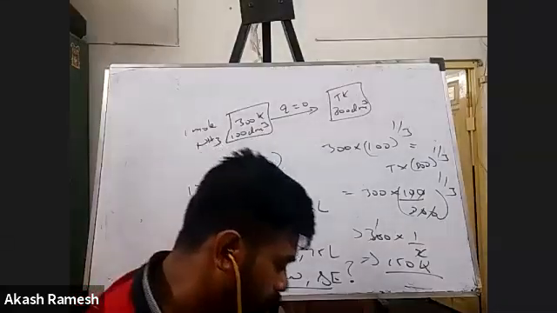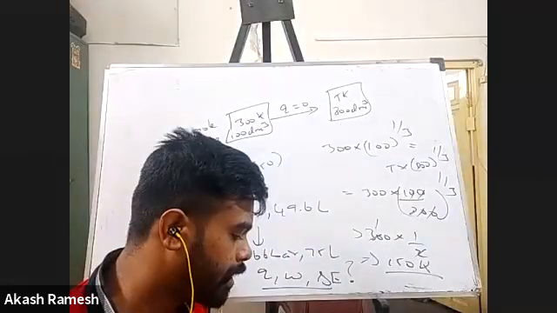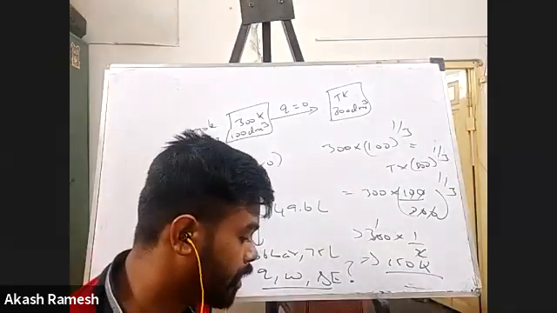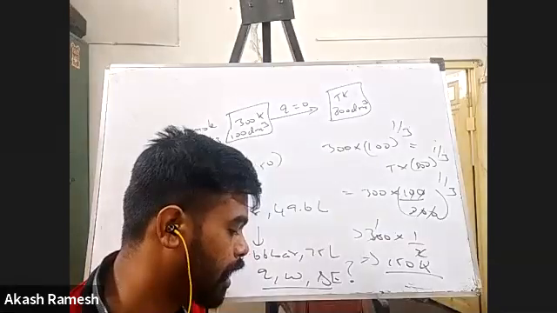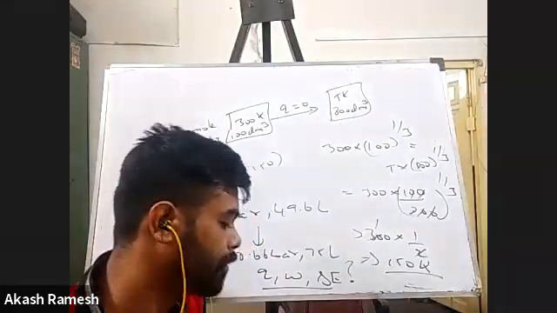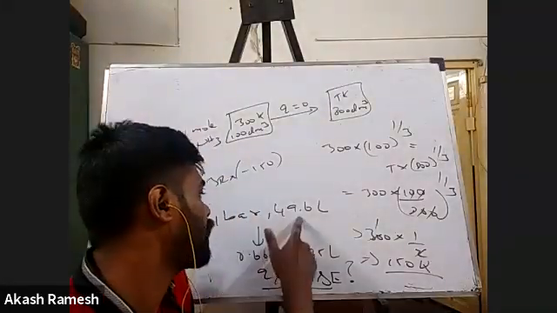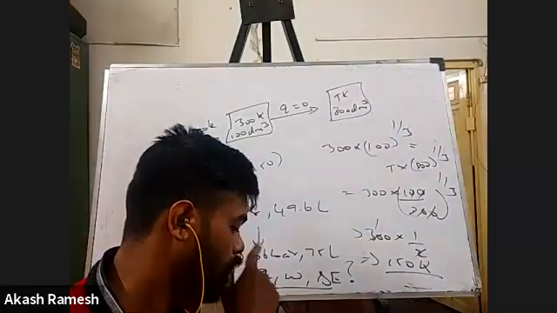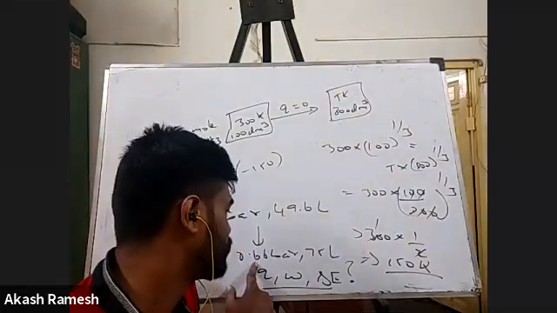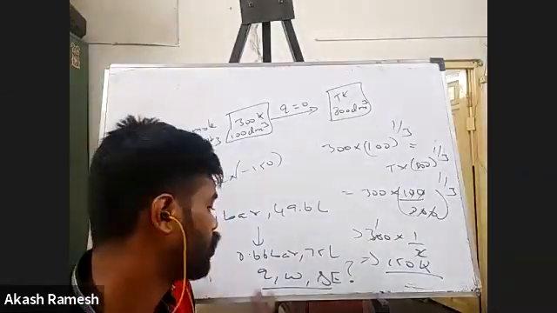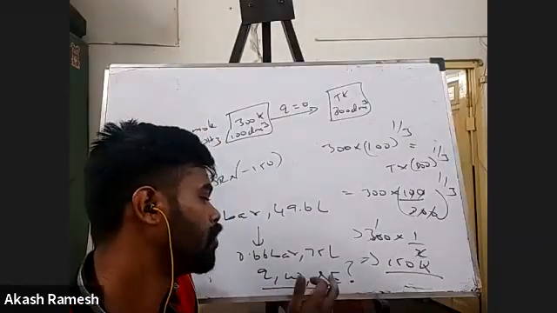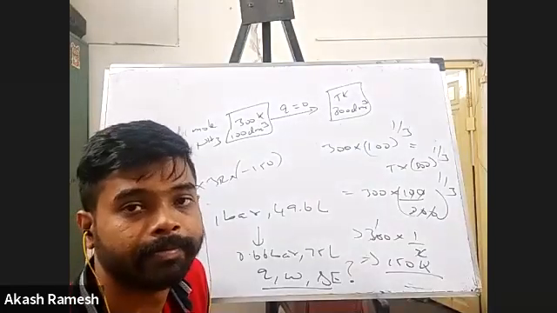Sir, can you repeat the question? Yeah, sure. 2 moles of an ideal diatomic gas undergoes a reversible isothermal expansion at 298 Kelvin from 1 bar and 49.6 liters to 0.66 bar and 75 liters. They're asking you all the 3 things: find Q, W, and delta E.